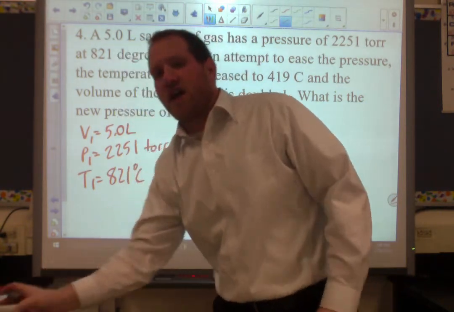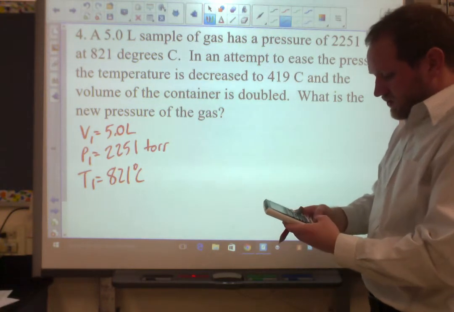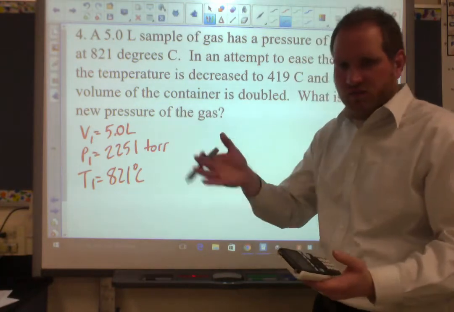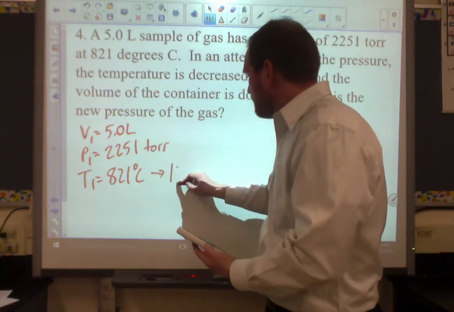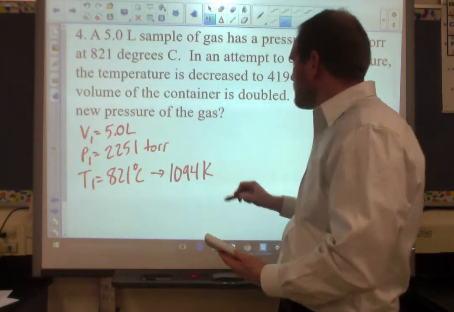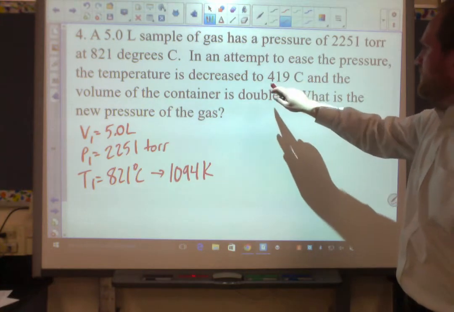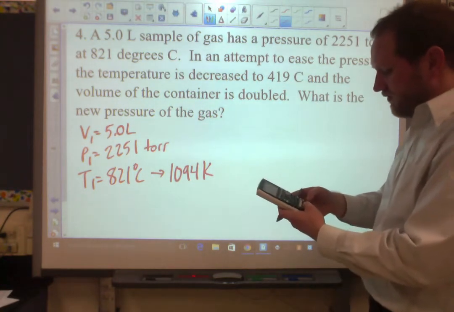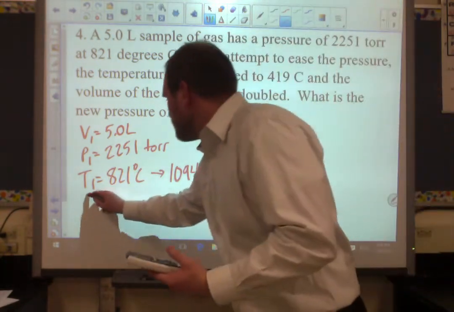So T1 is 821 degrees Celsius. We have to turn that to Kelvin in order to use this gas law. So 821 plus 273.15, the 0.15 cancels out anyway, so that's going to be 1094 Kelvin. Okay, the pressure's decreased, the temperature's decreased. So 419 is the new Celsius temperature, and 419 plus 273 gives me 692 as T2.